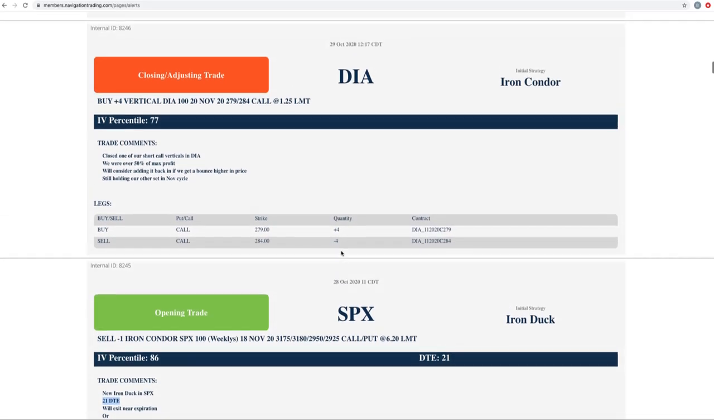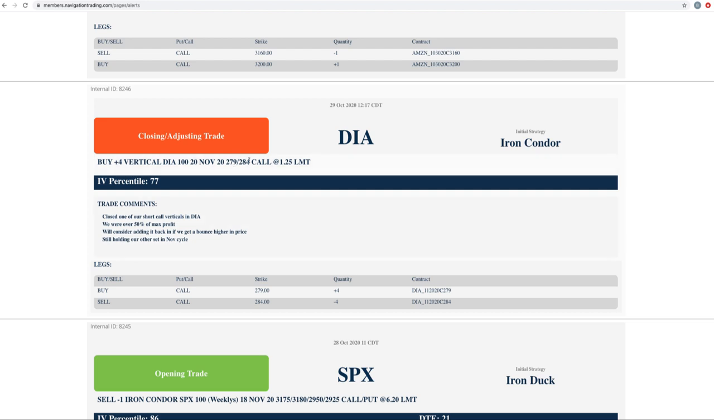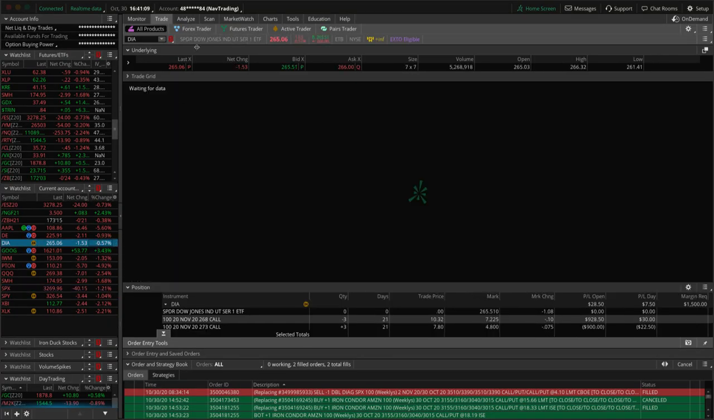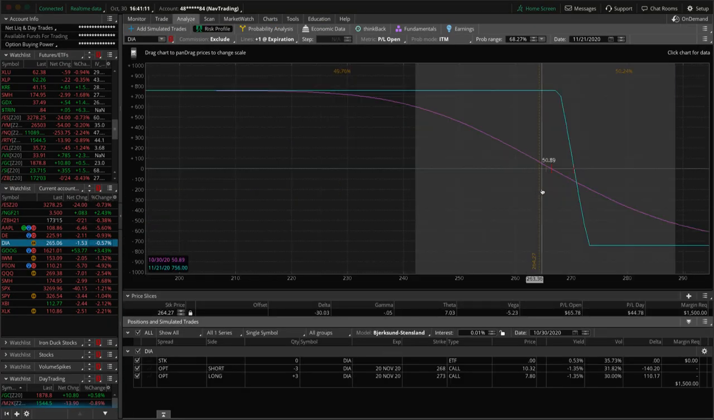Next trade, DIA. So closing adjusting trade in here. So here's one set of our short call verticals that pushed lower. We're over 50% of max profit. Instead of rolling this, we went ahead and just closed it out and booked that. We've still got one of those left in DIA. And it's sitting here pretty close to where we rolled it. So, and that's in November still with 21 days to expiration.